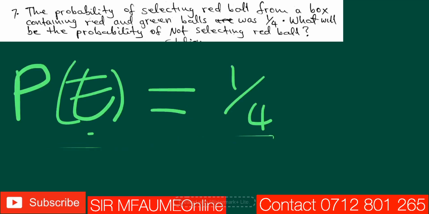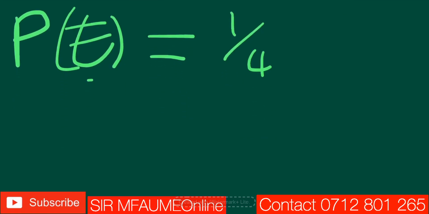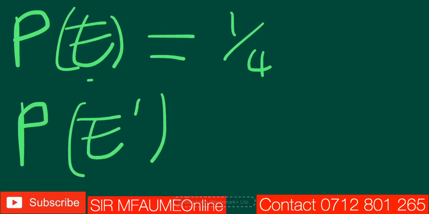Okay, but also it asks what will be the probability of not selecting a red ball? We need to find the probability of not selecting a red ball. The probability of not selecting a red ball here is the event complement, because it is not selecting a red ball. This one will be equal to what? Okay, now you have to refer to the formula.